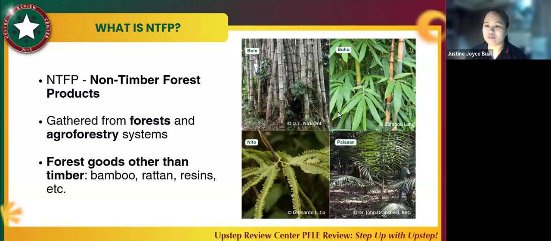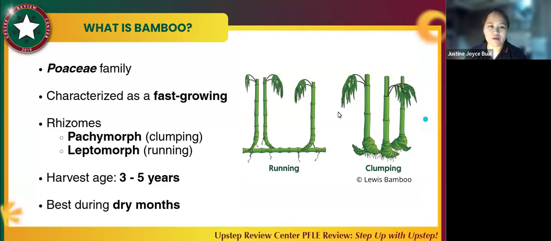For this video, I will be briefly giving you a review of some of the most common NTFPs here in the Philippines, which are bamboo, rattan, and resin. So first one, we have bamboos. Bamboos are part of the Poaceae family. These are the family of grasses that are characterized as fast-growing species.